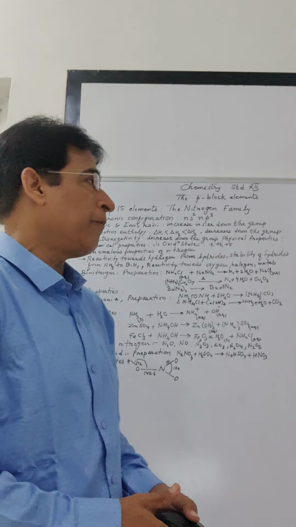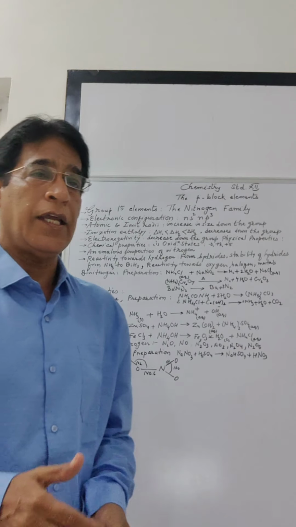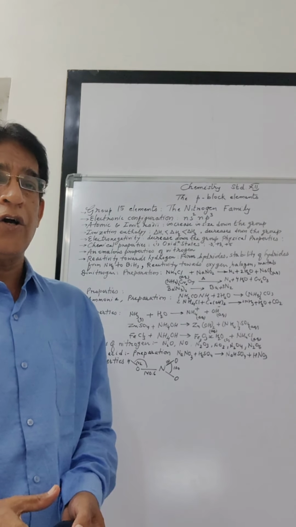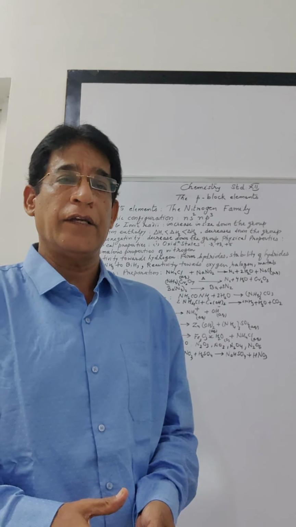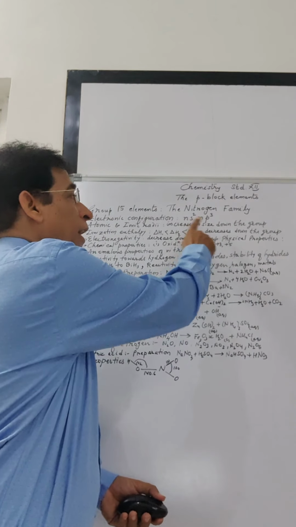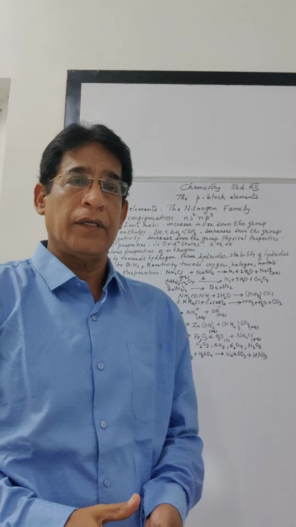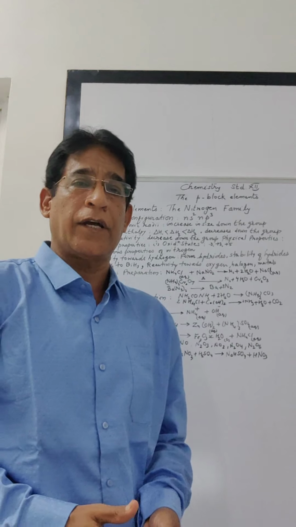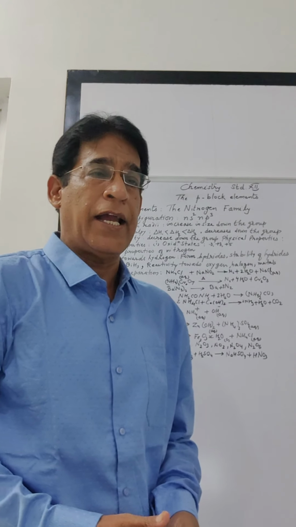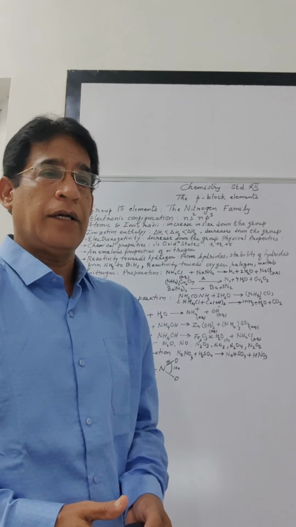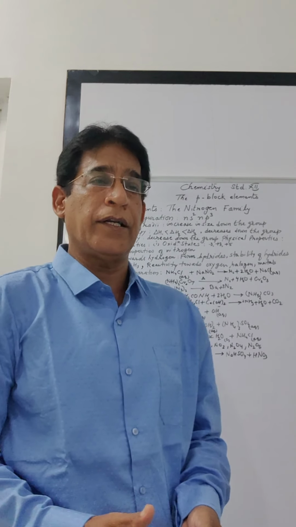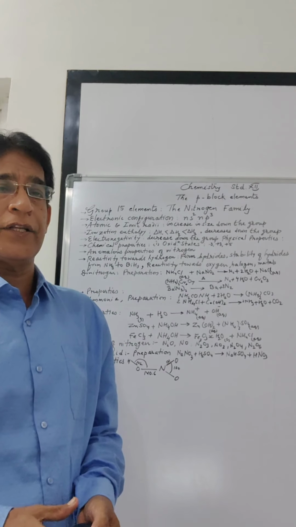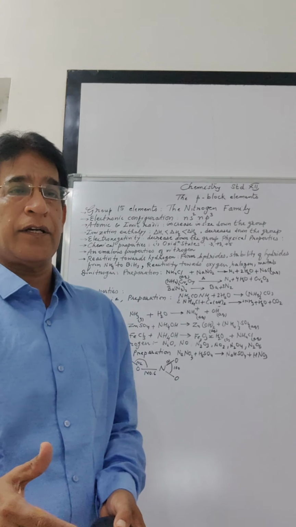Electronic configuration. The valence shell electronic configuration of these elements is ns²np³. The s orbital in these elements is completely filled and p orbitals are half filled, making their electronic configuration extra stable.